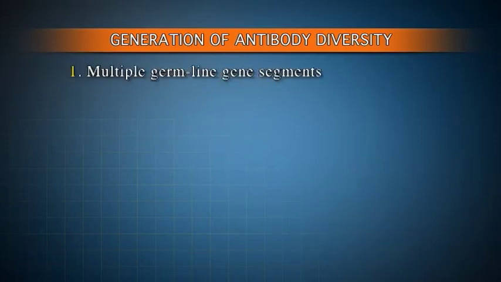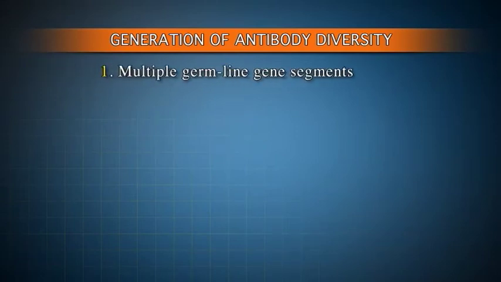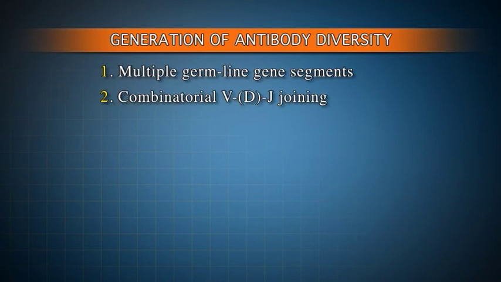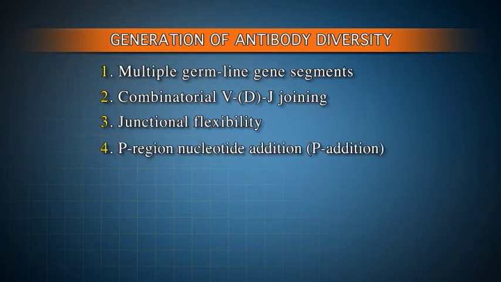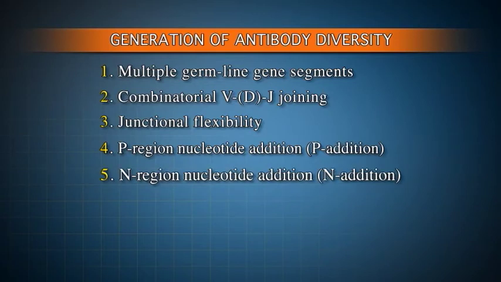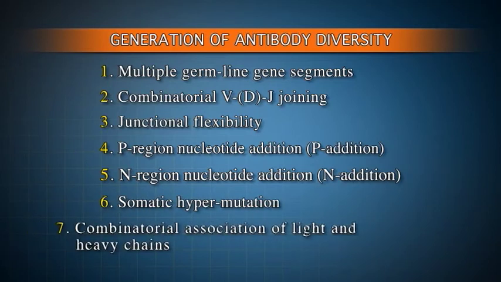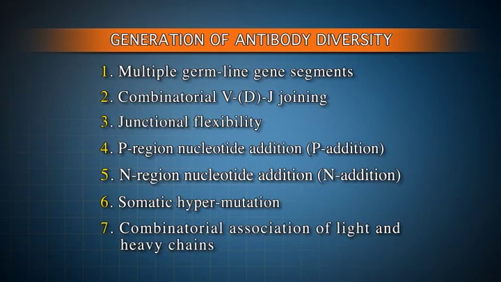There are 7 means of antibody diversification identified in mice and humans. They are multiple germline gene segments, combinatorial V-D-J joining, junctional flexibility, P-region nucleotide addition or P-addition, N-region nucleotide addition or N-addition, somatic hypermutation, combinatorial association of light and heavy chain.